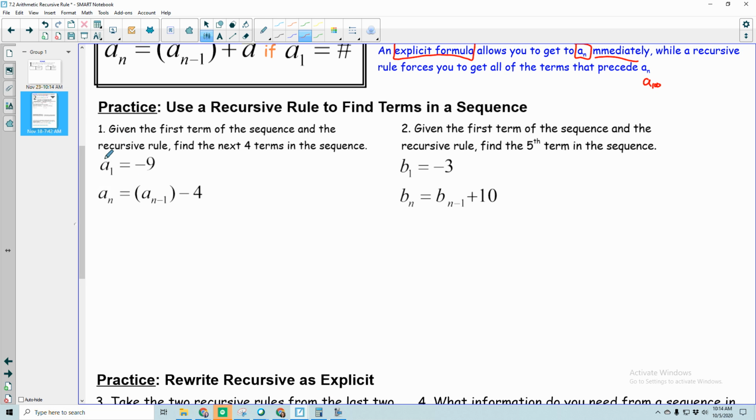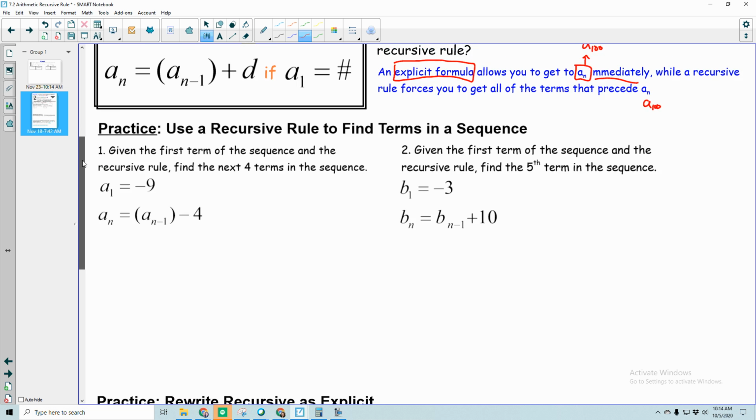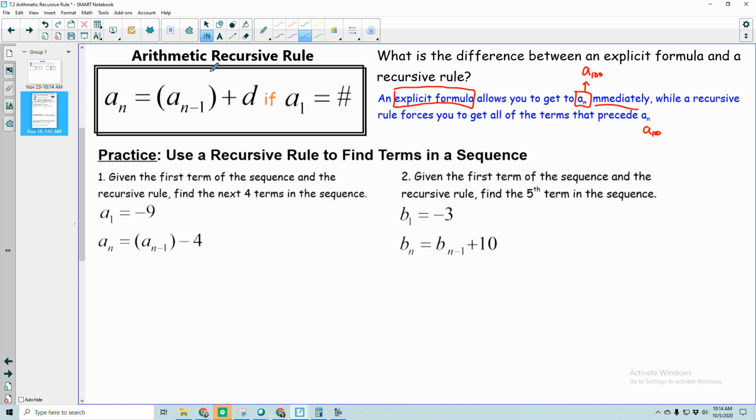So let's say we have a recursive formula right here, okay? In the format for a recursive rule, you'll have a sub n equals a sub n minus 1 plus d, and if you remember what d is, that is your common difference, or the pattern in your sequence. And it's also going to have the first term. It is always going to include that for a recursive rule.